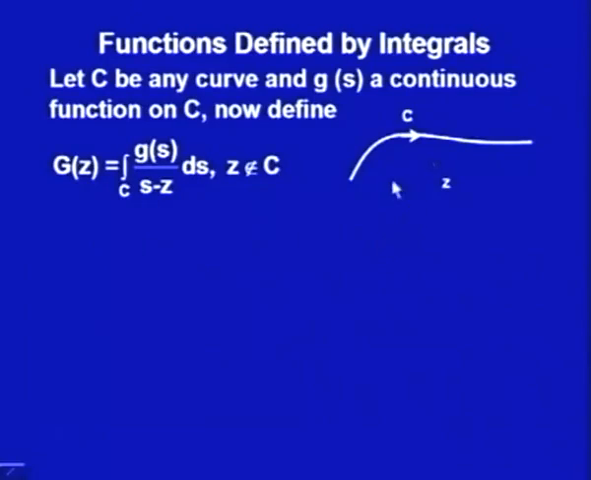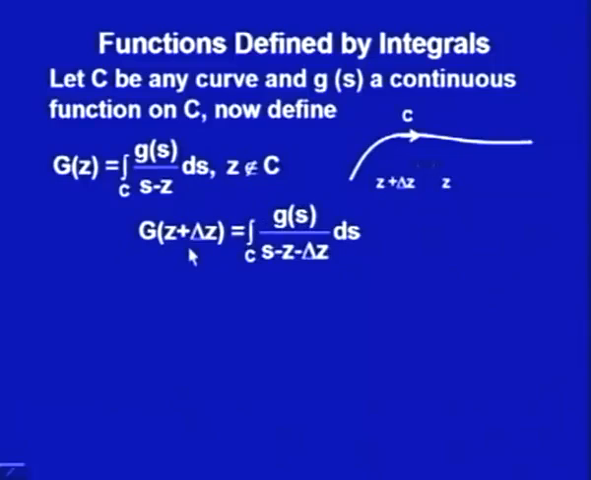So, for that let us go to another point, say in the small neighborhood of this z, as z plus delta z. So, by this definition which we had made, at this point also the function would be again the integral along this path of g(s) upon (s minus z minus delta z) ds, because this z plus delta z is also outside this path C.